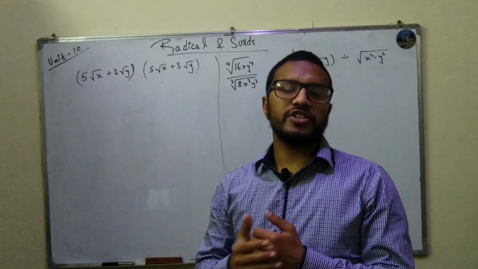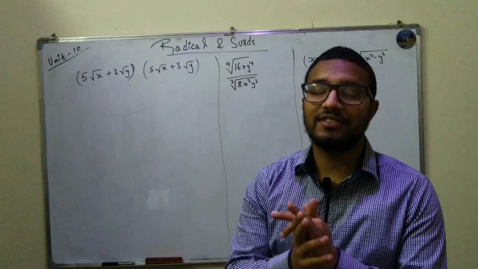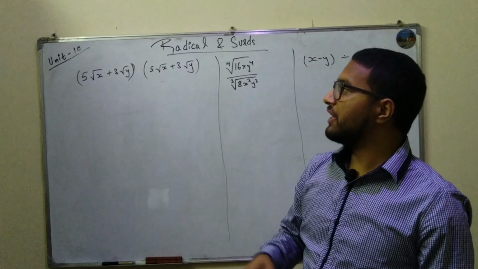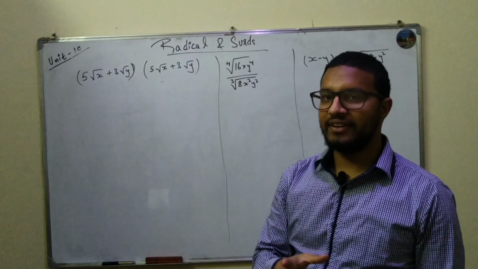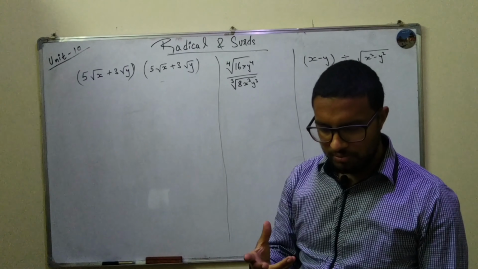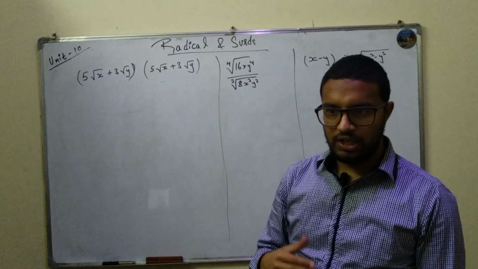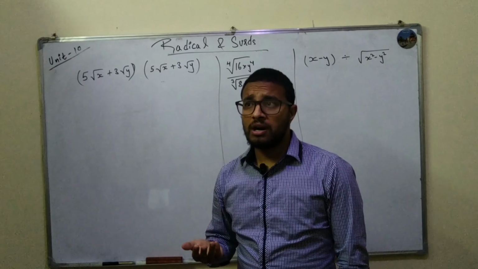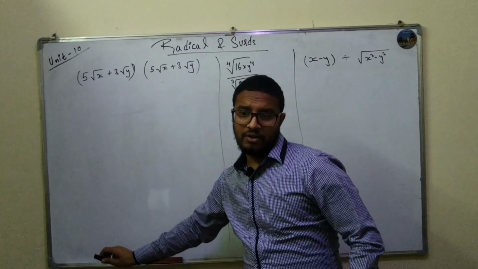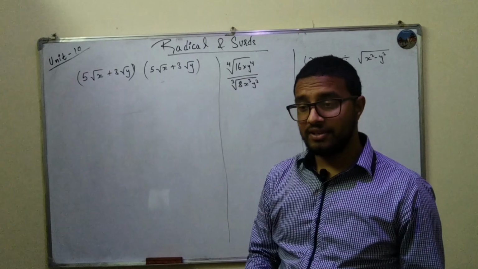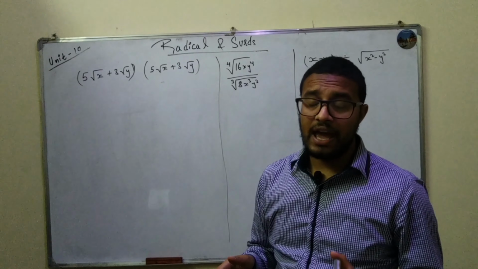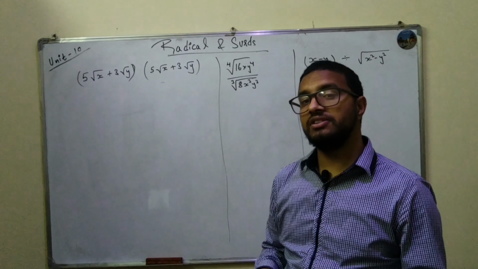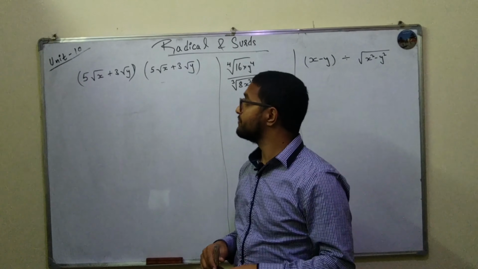So in this particular session, we will be discussing radicals and surds. This is from grade 10, Unit 10. After that, let's talk about simplification. Since we have already discussed that the order and the radicand should be the same in the case of addition and subtraction, but in the case of multiplication and division, just the order should be the same, right?